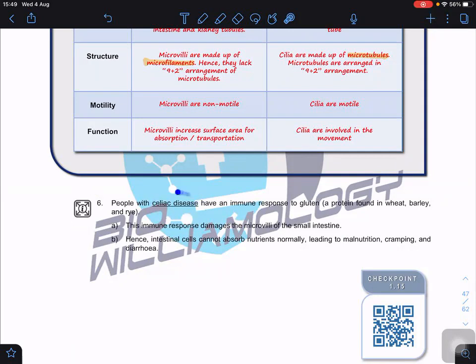Celiac disease is a special case where our immune system targets the gluten. When it targets the gluten, it damages the microvilli of the small intestine. Therefore, you lack surface area. Can you see that your surface area becomes smaller already? Therefore, you are ineffective in the absorption of nutrients, leading to malnutrition, cramping, as well as diarrhea. Okay, with this, I stop the recording now.